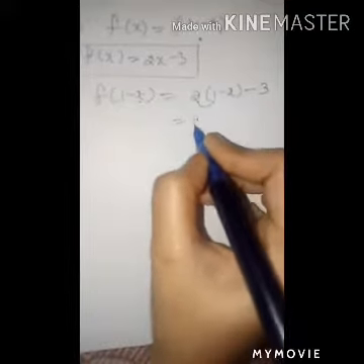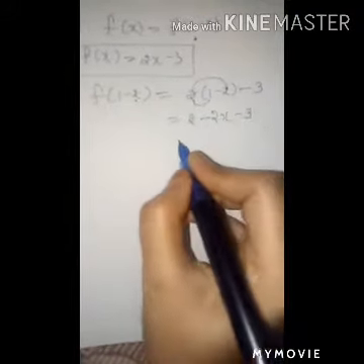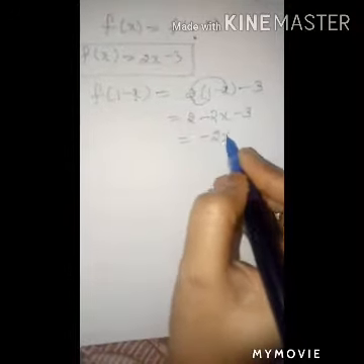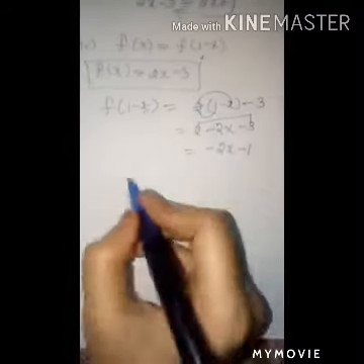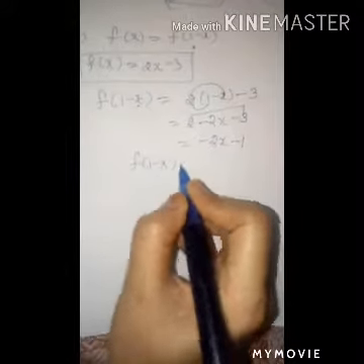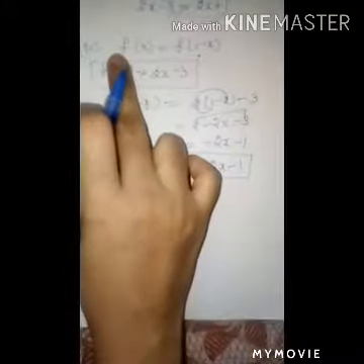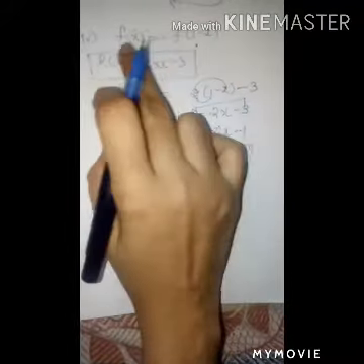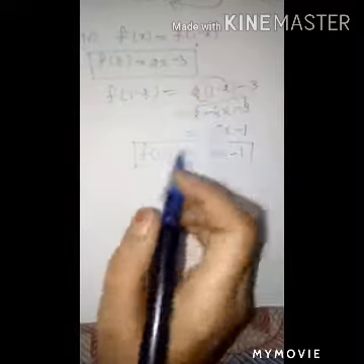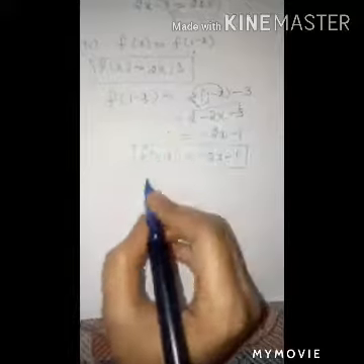That means 2 ones are 2, minus 2 into x, 2x, minus 3. Simplify this: minus 2x, 2 minus 3 is minus 1. Here for f of 1 minus x, we got the value minus 2x minus 1. Now equate both of these, because in our fourth question they have given f of x is equal to f of 1 minus x. We need to equate both of the functions.